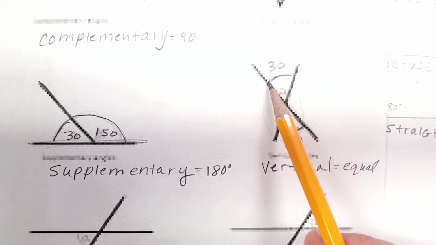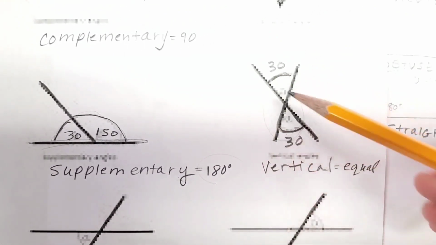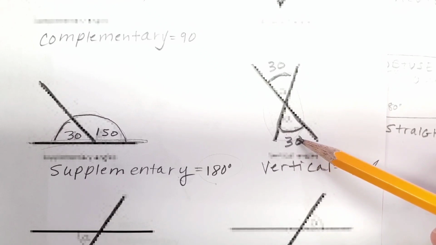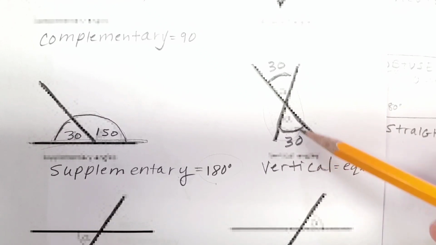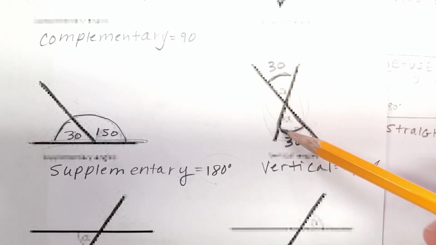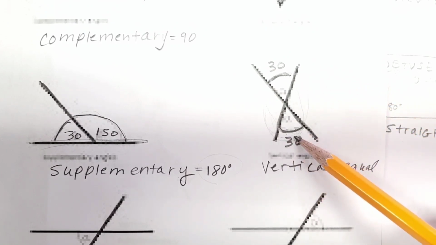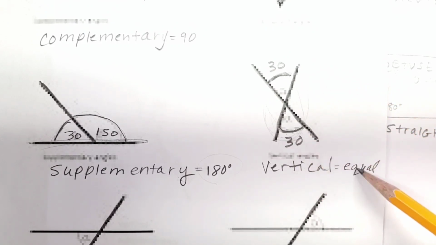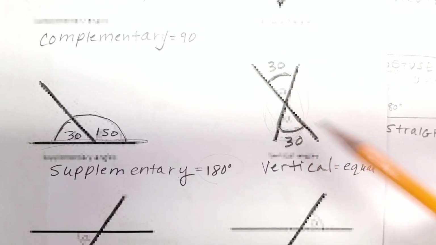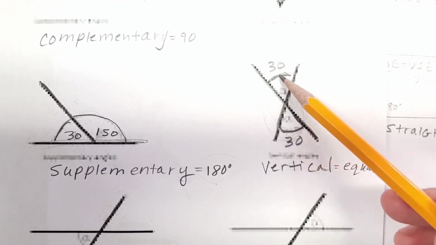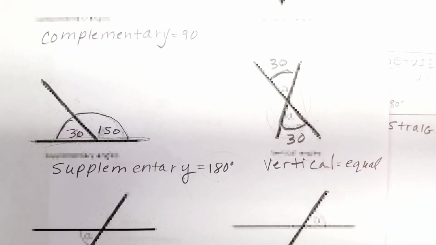Vertical angles are across from each other. When you make the arcs, they kind of resemble an hourglass. This looks like an hourglass to me, and that's what vertical angles look like. They are also equal. Vertical angles will equal each other. So if this is 30, this is 30; 50, 50, whatever this is, the vertical angle will be the same.